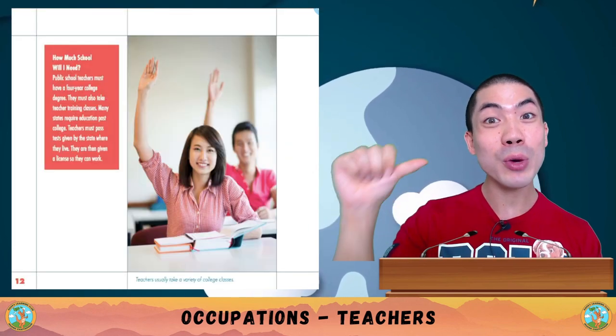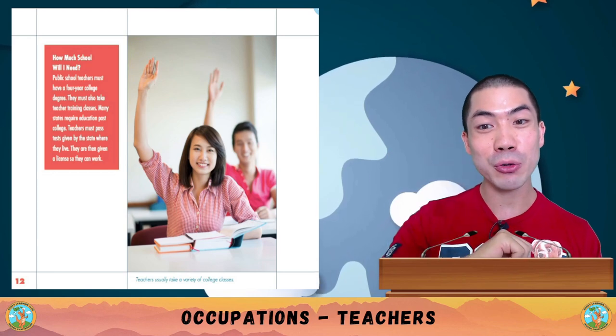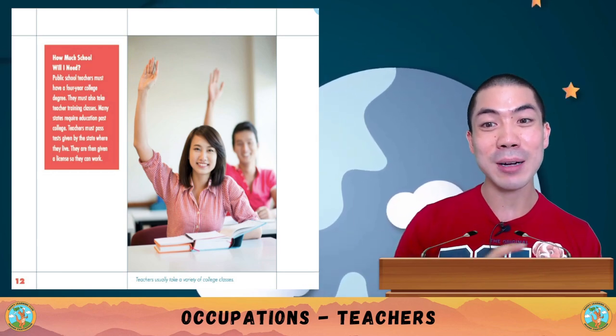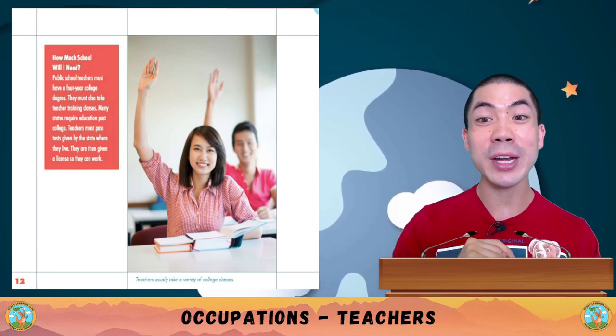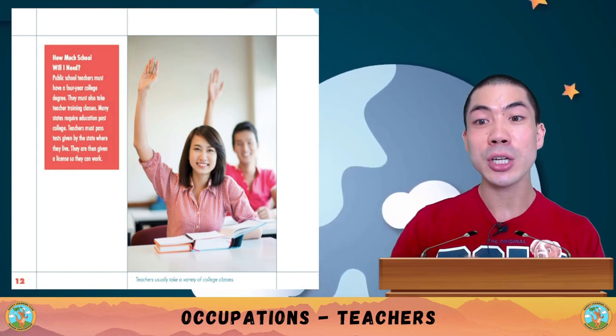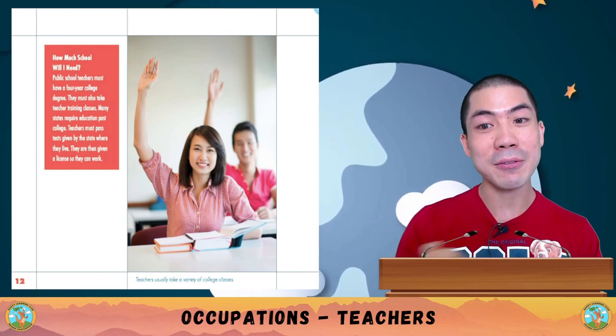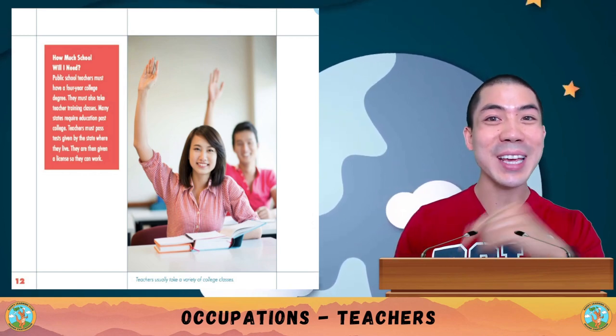How much school will I need? Public school teachers must have a 4-year college degree. This is in America. They must also take teacher training classes. Many states require education past college. Teachers must pass tests given by the state where they live. They are then given a license so they can work.